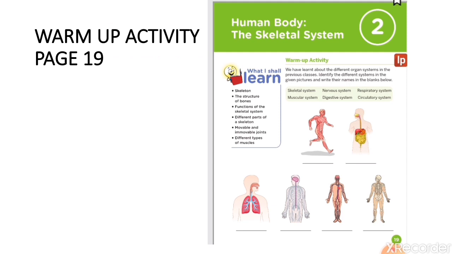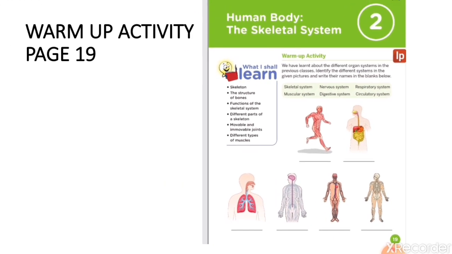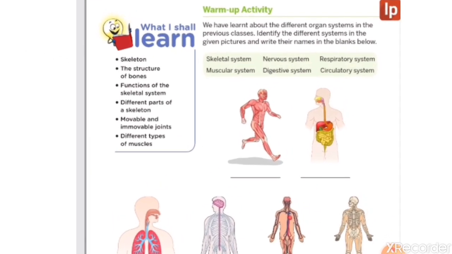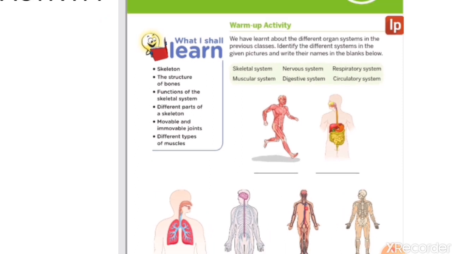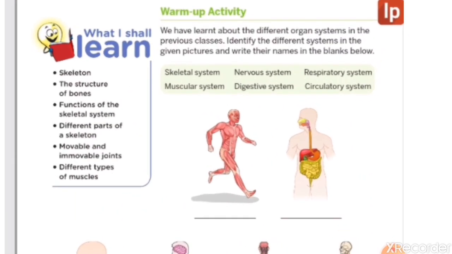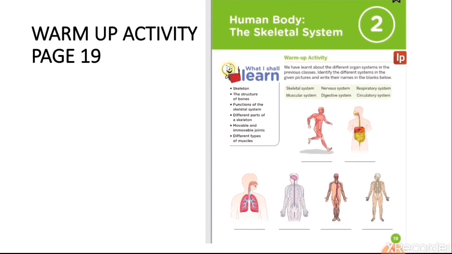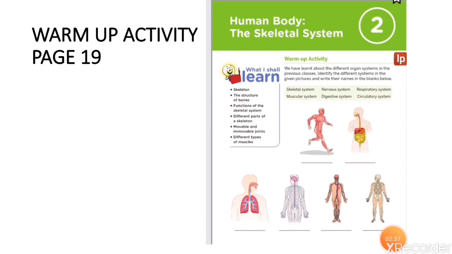There is a warm-up activity in the beginning of the chapter. It is on page number 19. You can see this is the first page of this chapter number 2. There is a warm-up activity. Some pictures are given and you will have to identify the organ system by seeing the pictures. Answers are also given here. You only have to identify the picture and the organ system.